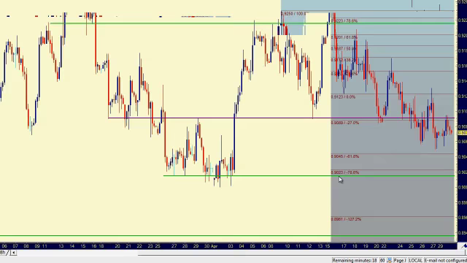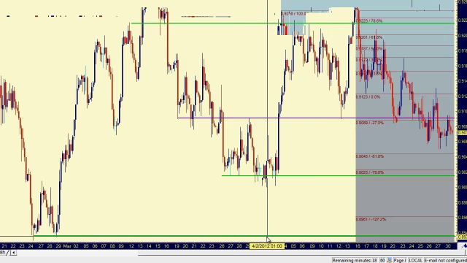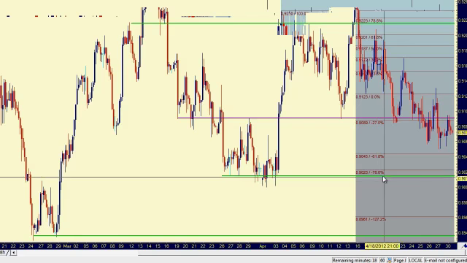So for the next trade setup, if we can break beneath this particular green line, we're going to target the next area at 89.40. The same scenario applies.